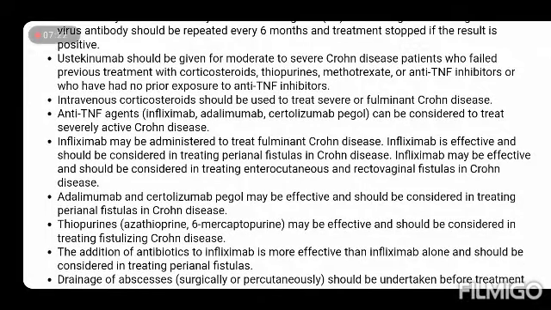Intravenous corticosteroids should be used to treat severe or fulminant Crohn's disease. Anti-tumor necrosis factor agents like infliximab, adalimumab, certolizumab pegol can be considered to treat severely active Crohn's disease. Infliximab may be administered to treat fulminant Crohn's disease. Infliximab is effective and should be considered in treating perianal fistula in Crohn's disease. Infliximab may be effective and should be considered in treating enterocutaneous and rectovaginal fistulas in Crohn's disease.